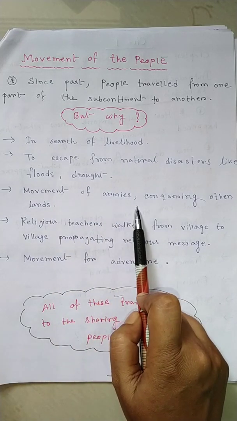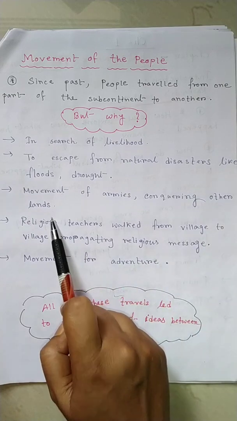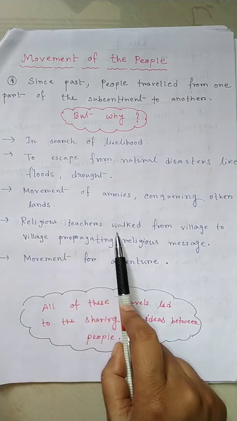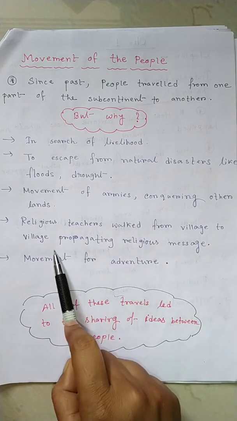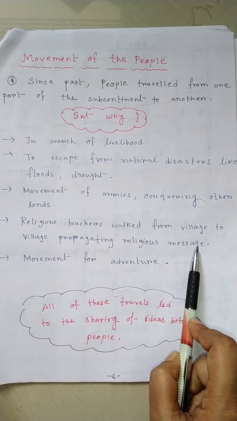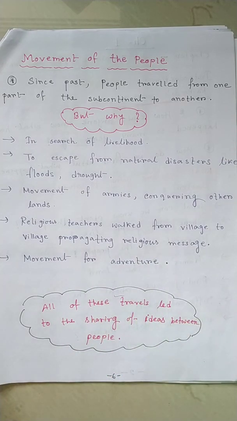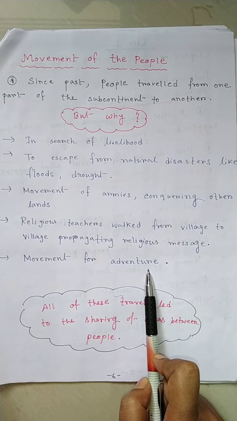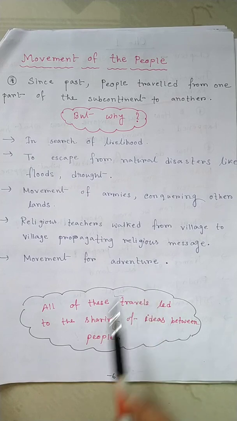Movement of armies conquering another land. People wanted to conquer another land, that's why they had to move. Religious teachers walked from village to village, town to town, propagating religious messages. They spread religious messages. That's why they had to travel. Movement for adventure. People wanted to explore new places. That's why they had to move from one place to another place.